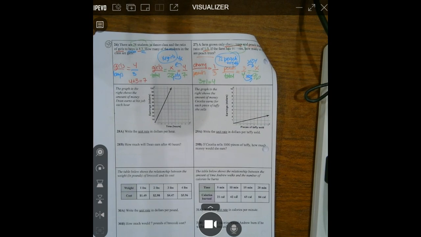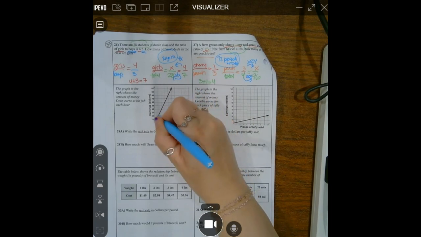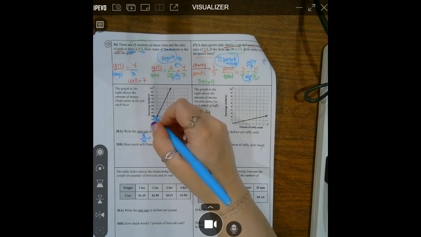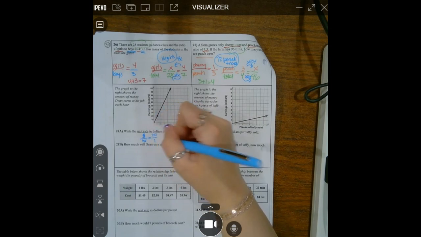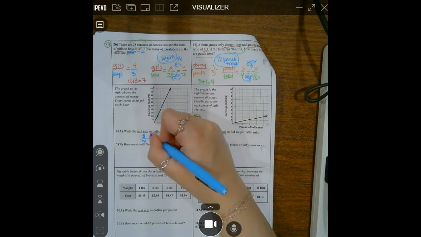Okay, for 28, the first part wants you to find the unit rate in dollars per hour. So what would be nice is if the graph was right here in like per hour, I could look at this dot and be like, oh, follow the line. But sadly, that dot is not on the graph. So I'm going to find an exact dot right here. And when you do, the unit rate is dollars per hour, right? Well, this dot is $20 for, and you're like, oh, wait, actually, what do you know? It did hit at 1. So use the graph to your advantage, okay? So it's $20 for 1 hour.